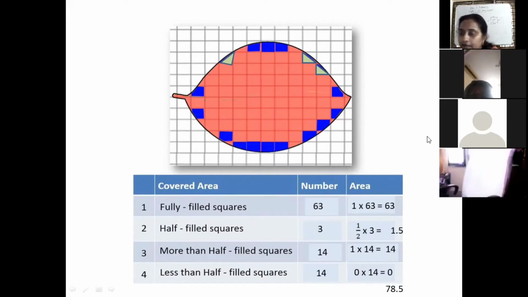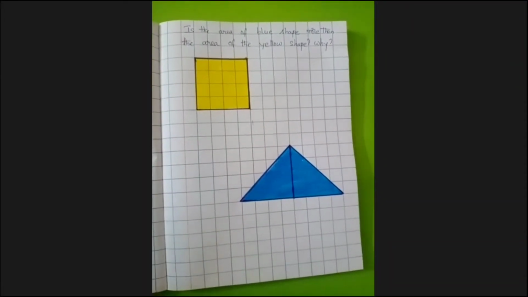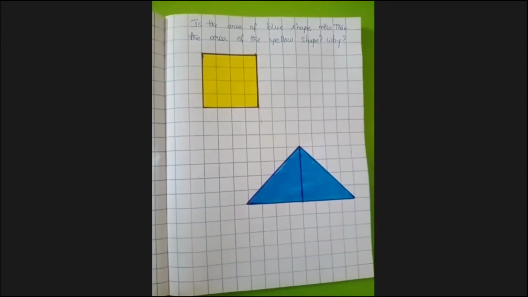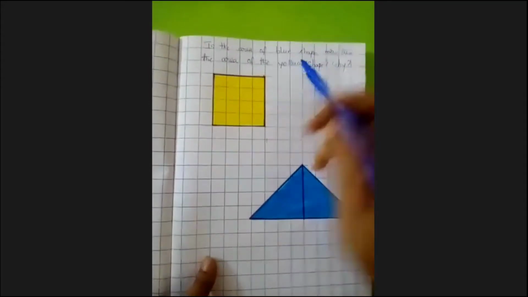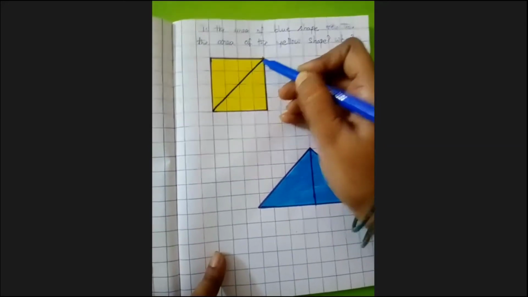Yes, ma'am. Doubt in this? No, ma'am. Yes, ma. Here 2 pictures are given for us. Okay. So they are asking that is the area of blue shape more than the area of yellow shape? Why? We have to write the reason also.